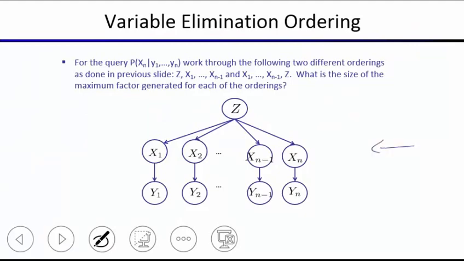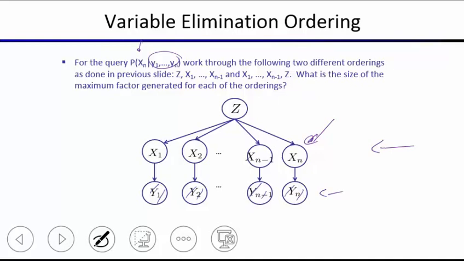The query is the conditional of xn, which is sitting over here, given all the y variables which are sitting in the bottom row. So these are observed. This is your query variable. The question is, for two different variable elimination orderings, how computationally expensive is it going to be to find the result?